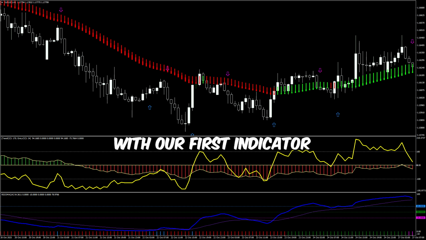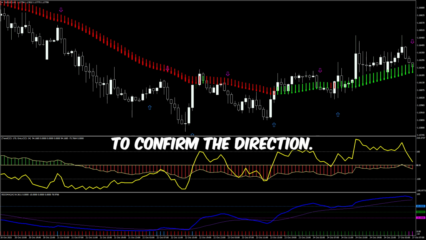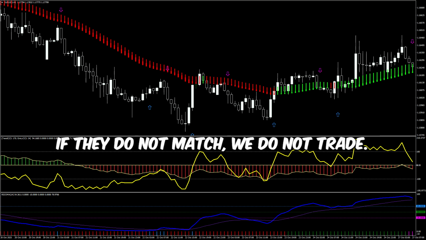This works hand in hand with our first indicator. When the moving average crossover gives a signal, we do not enter blindly. We look at the Heiken Ashi Smoothed to confirm the direction. If they do not match, we do not trade.